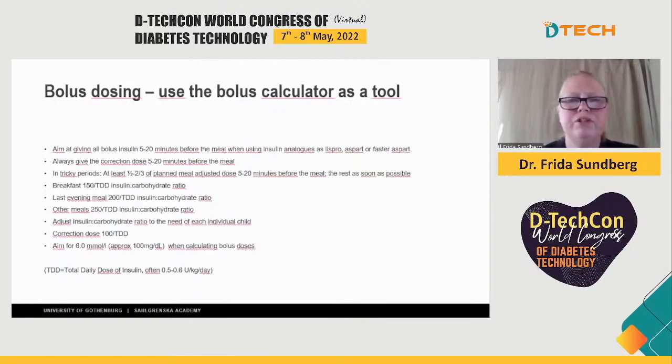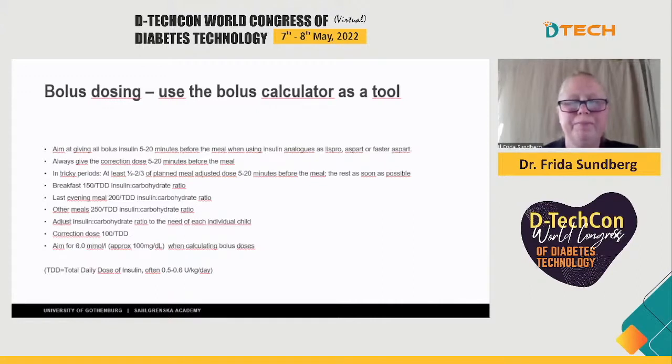Going into bolus dosing, I would strongly recommend to use the bolus calculator as a tool, and the fine-tuning of bolus dosing in these small children really makes a pump useful for dosing the small doses. Aim at giving all bolus doses 5 to 20 minutes before the meal when using analogs as Lispro, Aspart or Faster Aspart. Always give a correction dose 5 to 20 minutes before the meal.